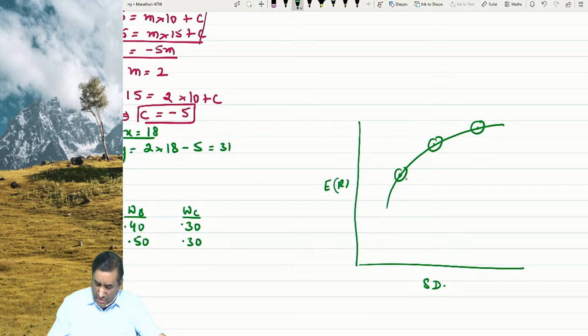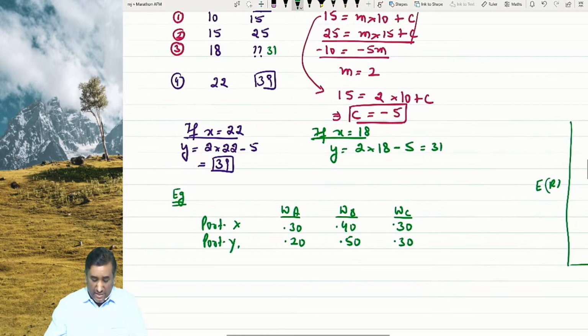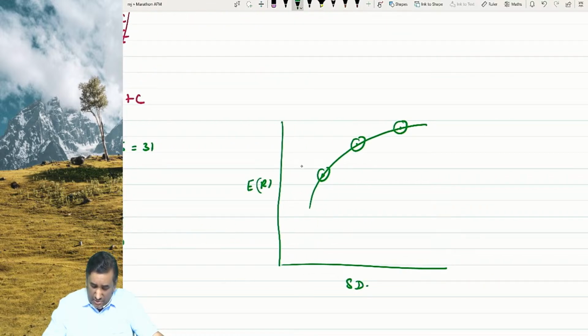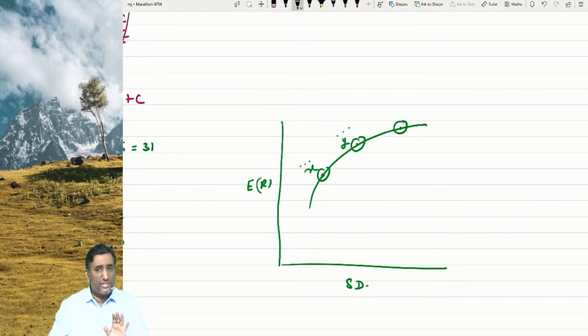So basically risk is lower, return is lower. In this case, let's suppose X is a portfolio here. If X is a portfolio, there are three securities, let's suppose ABC. This is X portfolio, this is Y portfolio. Both are lying on the efficient frontier, which we call the minimum variance set. We want to create one more portfolio Z which should lie here.